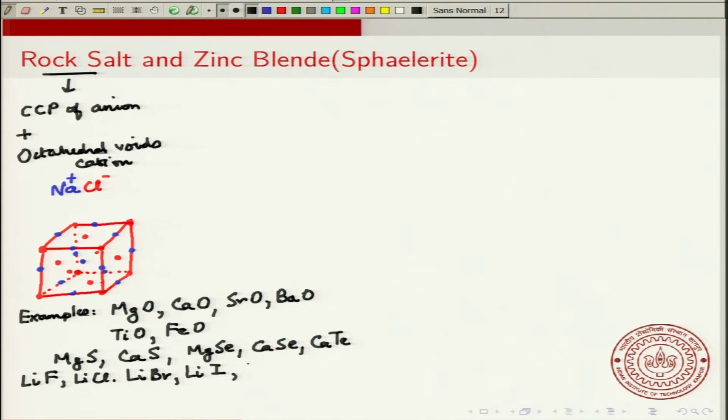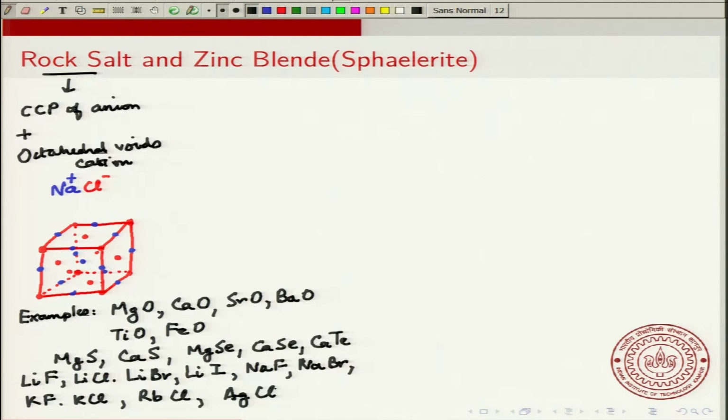Again, we already saw NaCl, but also sodium fluoride, sodium bromide, KF, KCl, and I don't want to go through all of them. There are several others. Okay, there is rubidium chloride, silver chloride. I'm just showing a few examples, just to say that this rock salt structure is not unique only to sodium chloride. The same rock salt structure is found in several binary compounds.